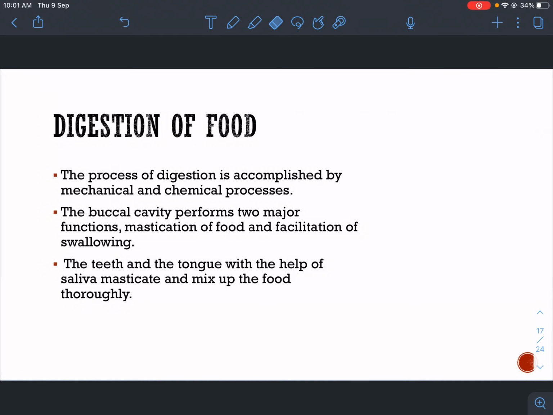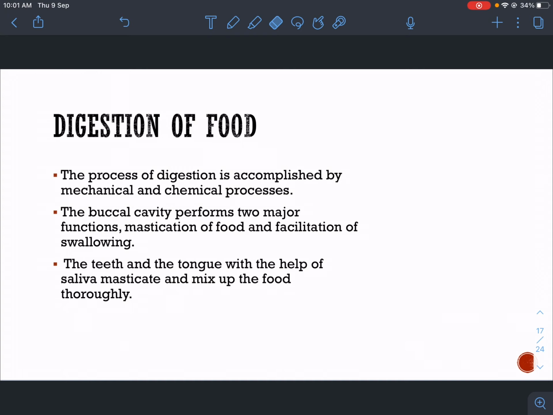The process of digestion is accomplished by mechanical and chemical processes. Basically, the process of digestion involves both mechanical processes, which include breaking down of food, I mean breaking them into smaller pieces, and chemical processes, I mean by the action of salivary amylase, pancreatic juices and gastric juices.